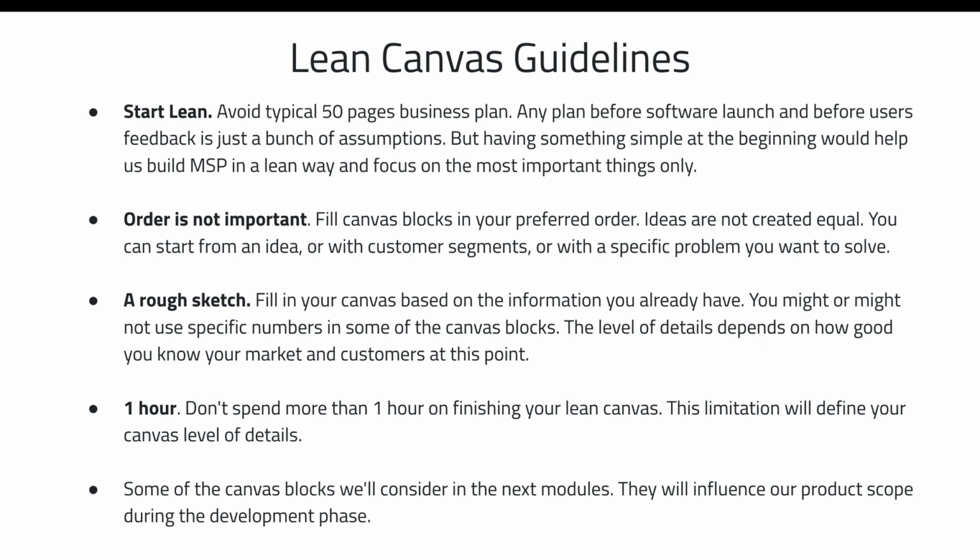But if you cannot come up with any numbers, let's say for revenue streams or for cost blocks within, let's say 15 or 20 minutes, then just ignore it for now. Just put a simple list of your assumptions into these blocks and leave out any numbers for now. We will review these numbers with you throughout product strategy module and will dedicate a bit more time to these questions. Okay.